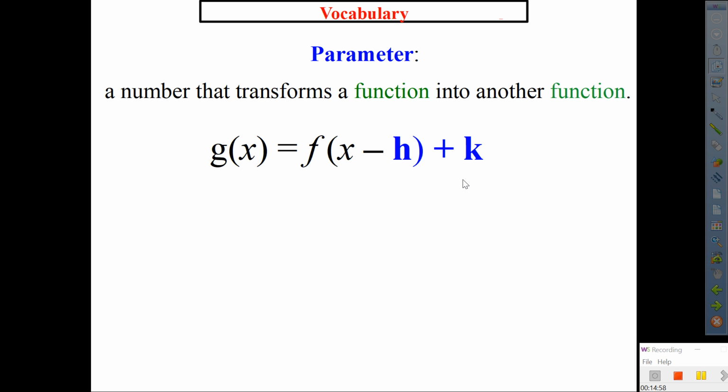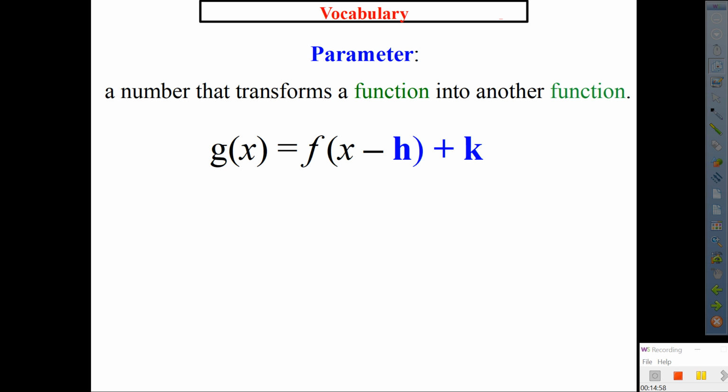Now, one thing to note, look up to the screen. Where is the h located? Inside of the parentheses. Where's the k located? Outside of the parentheses. Let me repeat that again, just to make sure we got it. H is inside the parentheses with f of x. K is outside.